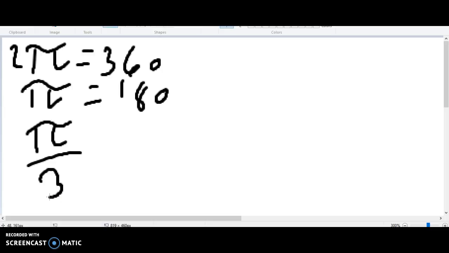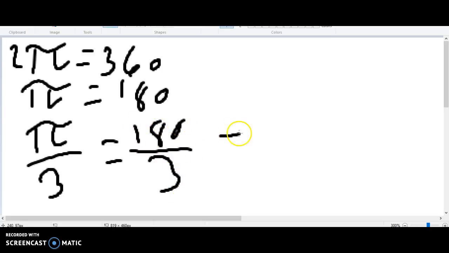Well, we know that pi is equal to 180, so we put 180 in for pi, 180 over 3, and then you get 60 degrees. And that is how you convert radians to degrees.